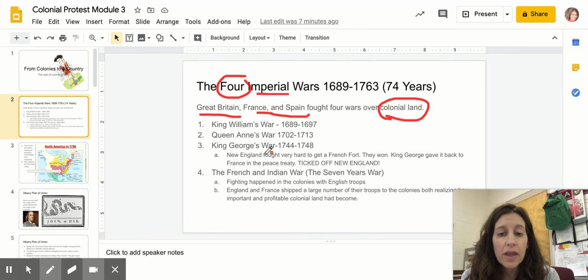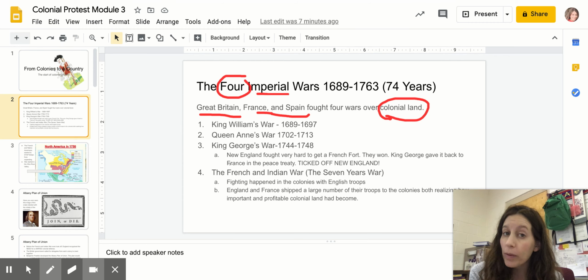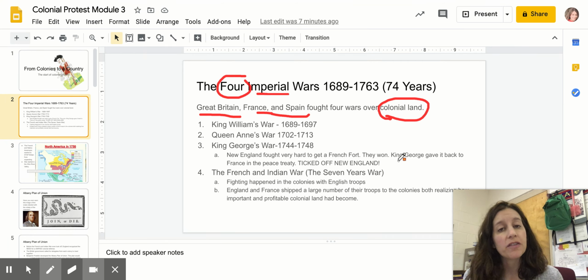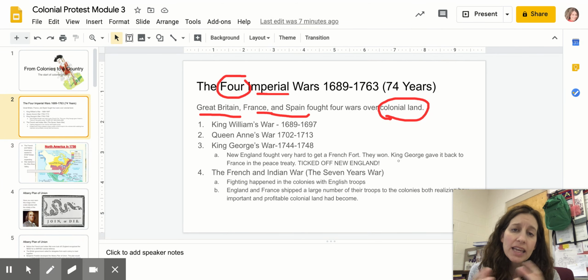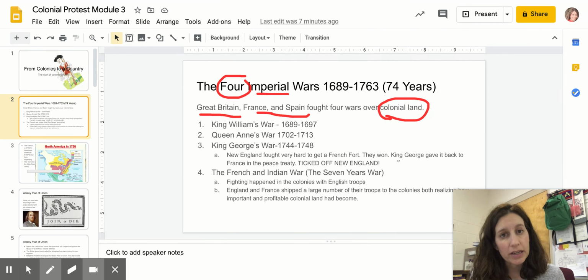King George's War, I do want you to know that this war really ticks off the colonists because the American colonists help fight this war. And they took a fort from France. Remember how we talked about France has all these forts that they like for fur trading? The American colonists won this fort by fighting the French. And as soon as the war was over, England gave the fort back to France. That really ticked off the New England colonists and made them think that once again, the King of England did not have their back.